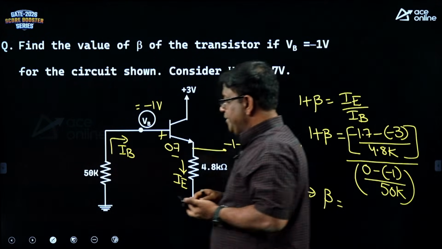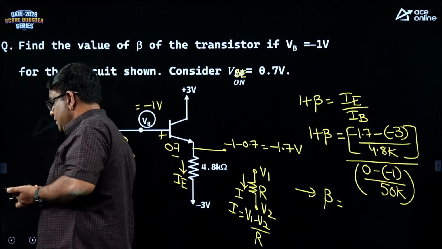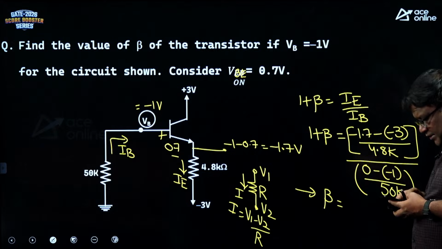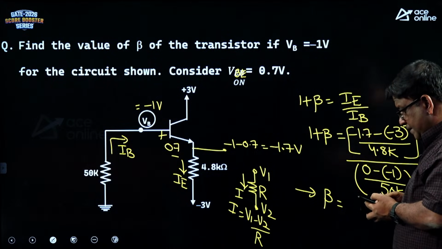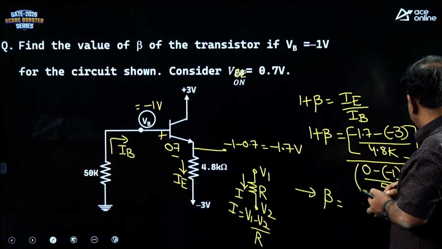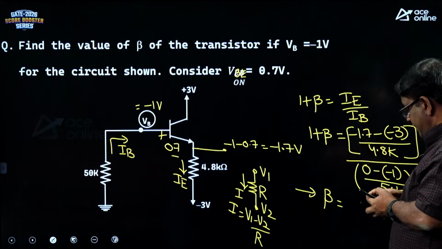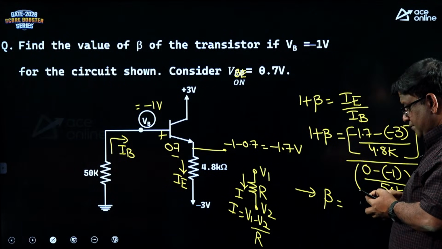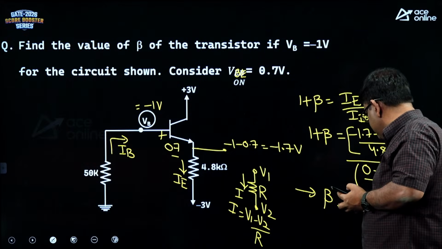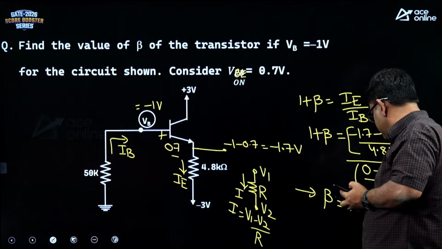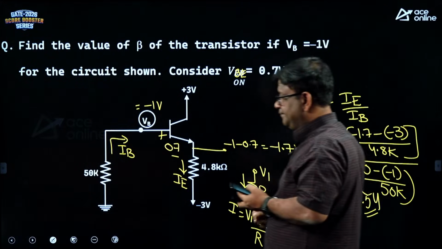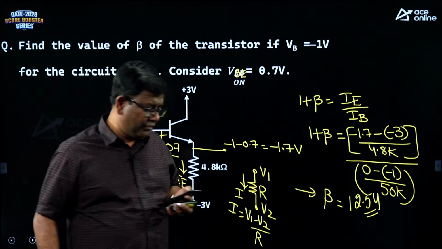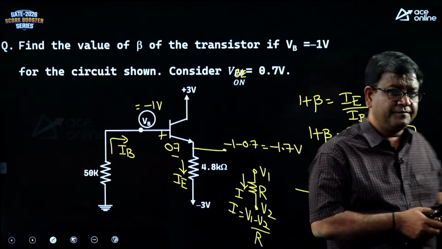So, what is the value of beta anyway? Aman says 12.54. So, let me check: 3 by 4.8, 1 by 50 minus 1, 12.54. Good. Aravind, Aman, very good, 12.54.